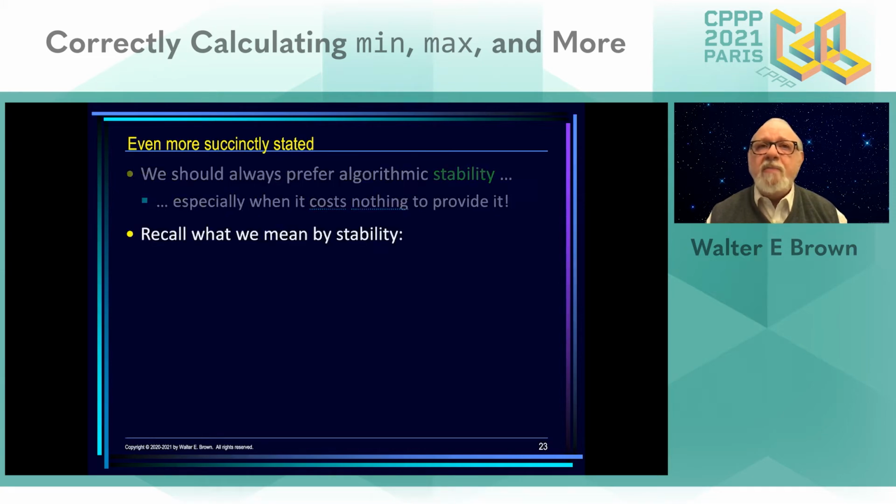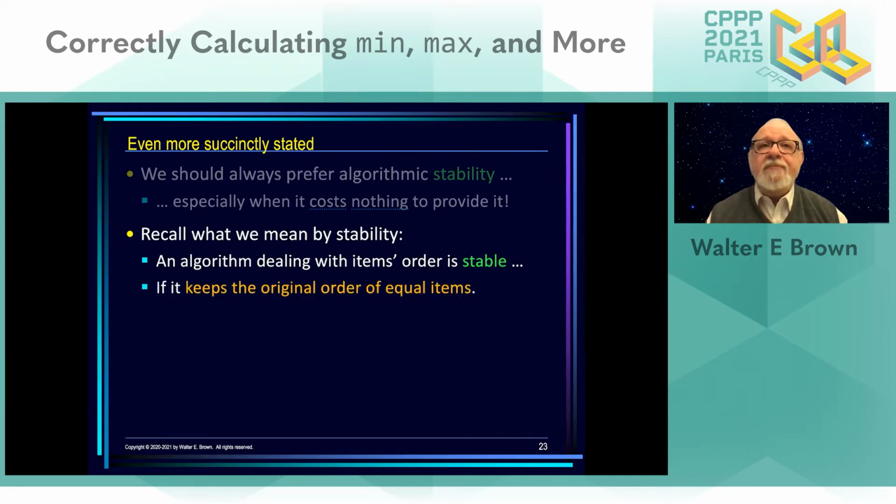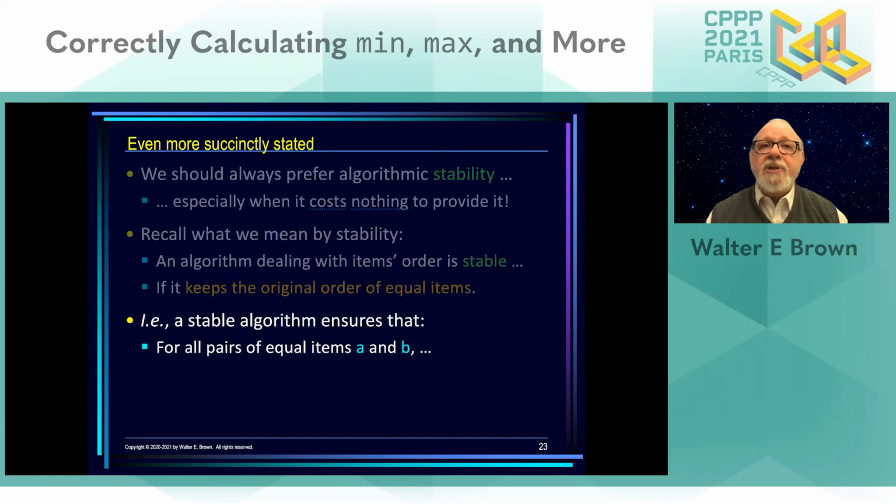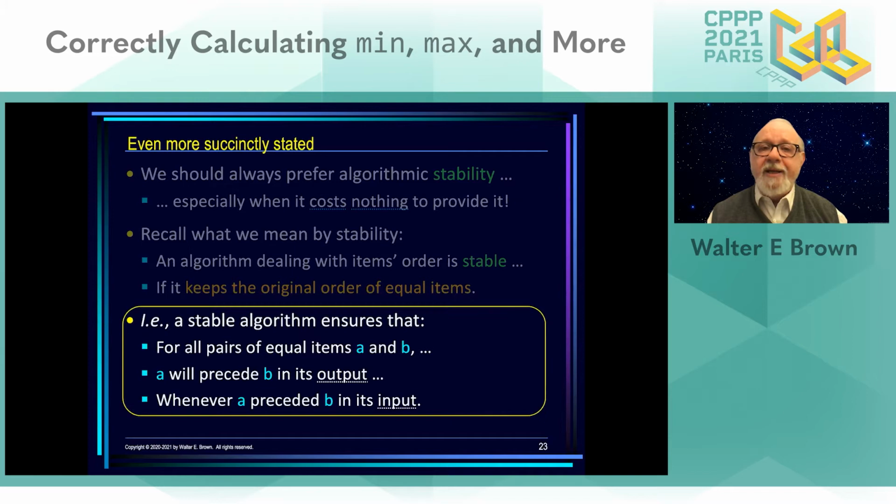Now, please recall what we mean by stability. An algorithm that deals with the order of its items is termed stable if it keeps the original order of items that compare equal. In other words, a stable algorithm guarantees that for all pairs of equal items, A and B, A will precede B in the output of the algorithm whenever A preceded B in the algorithm's input.